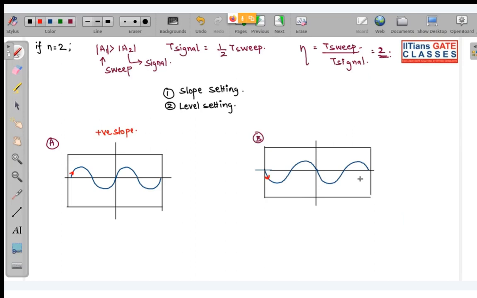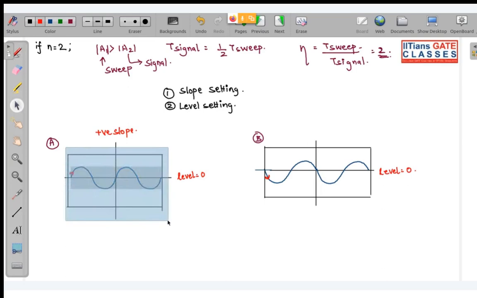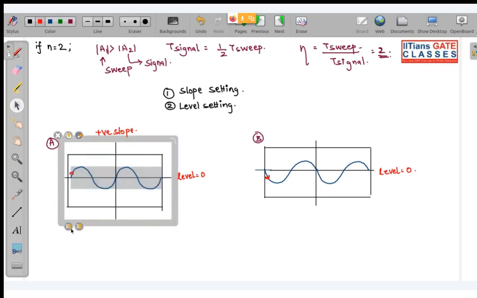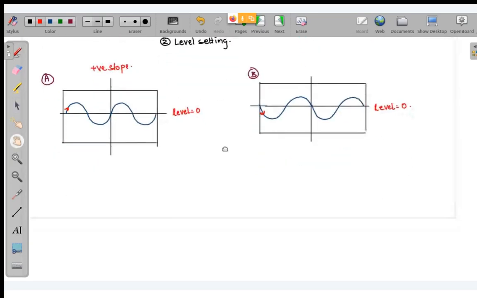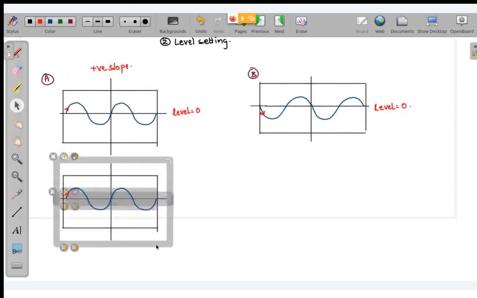Now next is your level setting. Now what is this level setting? See, over here in this signal, I have taken the level to be 0, means the average value of the signal to be 0. Now if suppose in this signal only, I want you to draw one more diagram. Please understand this because there are 2-3 questions from this concept only.